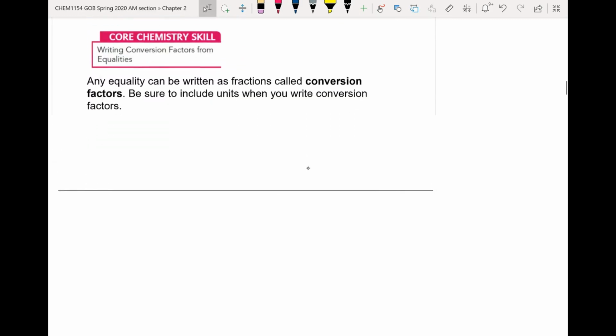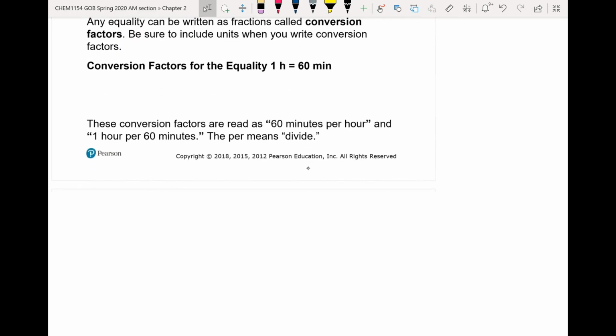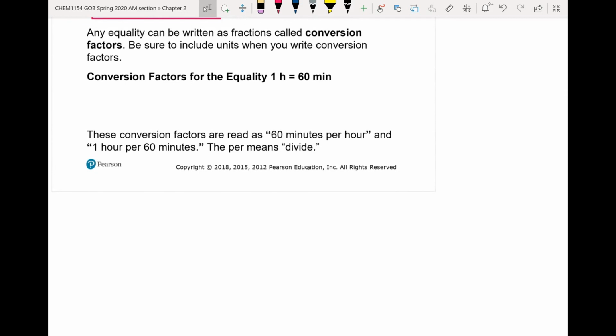All right, so let's take a look at these equalities and derive our conversion factors. And it's actually pretty simple when you have an equality. So we know that there's 60 minutes in 1 hour. Is that exact, or will that have sig figs associated with it? That's exact. 60 minutes in an hour. So that's an equality. In 1 hour we have 60 minutes.